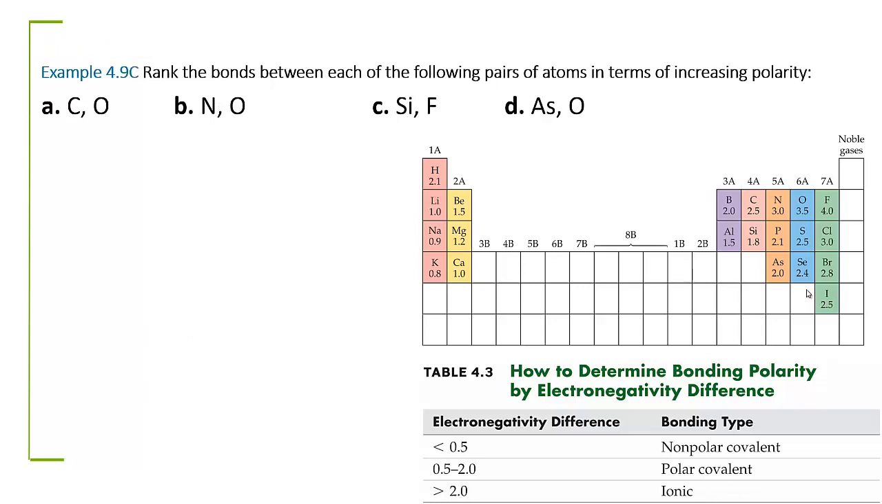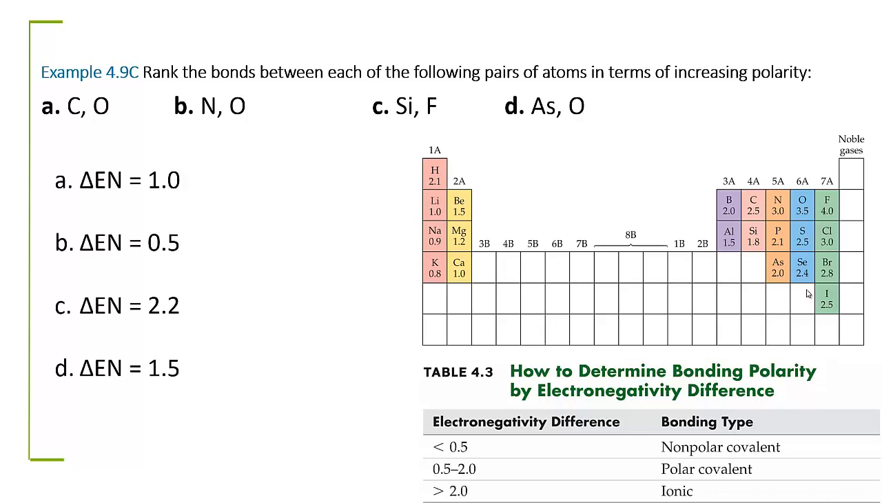Let's go a little bit different. Let's try this time to instead rank each of these bonds in terms of polarity. Meaning which of these 4 pairs has the largest electronegativity difference and therefore the largest polarity. Alright, so stop the video, try and figure it out, and then restart it. So A is 1, B is 0.5, C is 2.2, and D is 1.5. That means the smallest electronegativity difference, that of a nonpolar covalent compound or close to that, is going to be nitrogen and oxygen, then carbon and oxygen, then arsenic and oxygen, and then last silicon and fluorine.